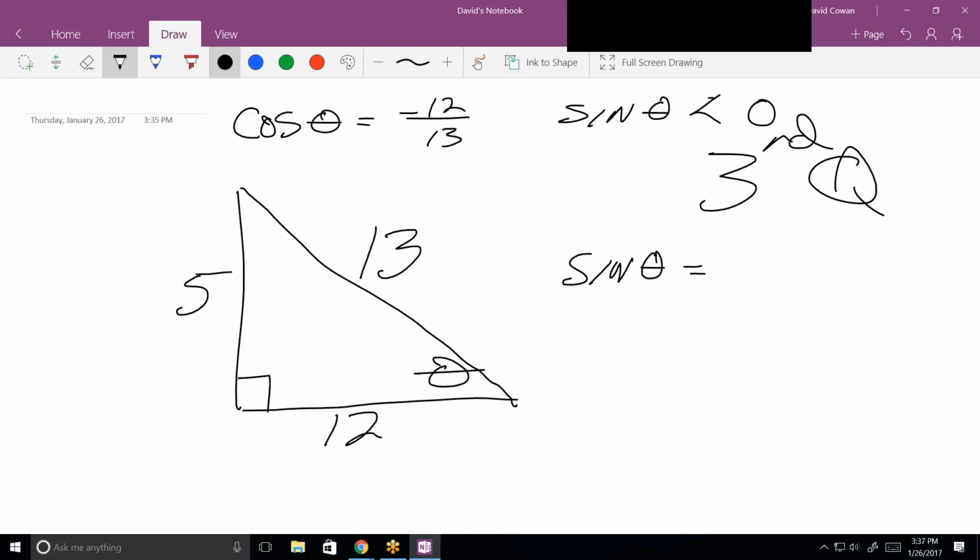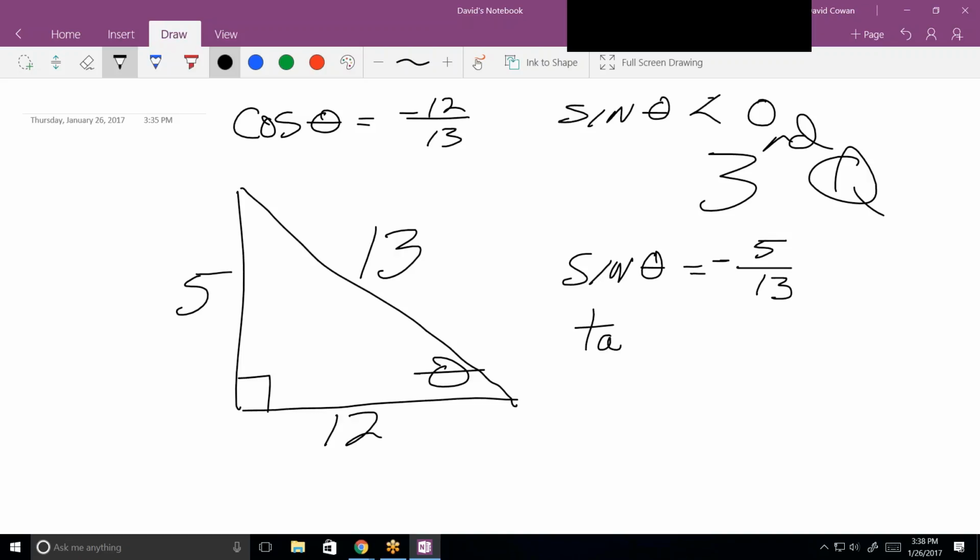Negative 5 over 13. Start with 5/13, sorry. Now it's in the third quadrant, so it's negative. In other words, once you establish a pattern on how to do these, don't do it backwards. There's no need to come up with the sign first, the plus or minus sign first and the number second. Come up with the number first and the plus or minus sign second.